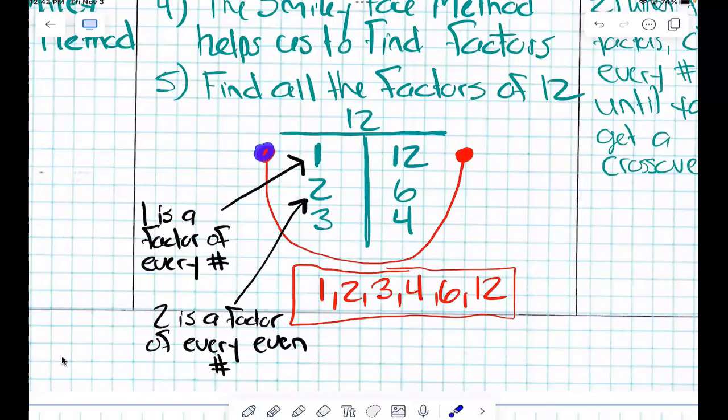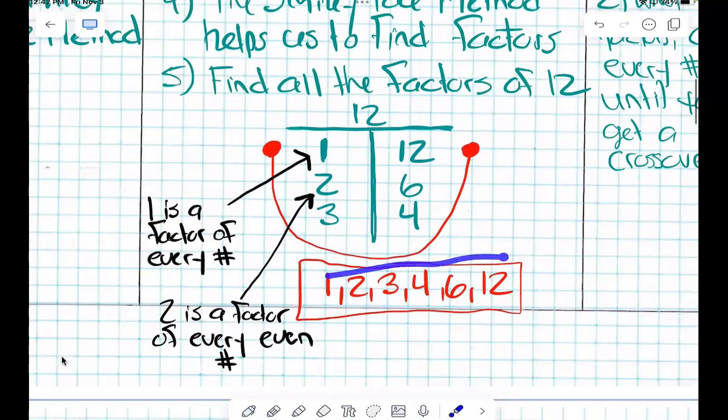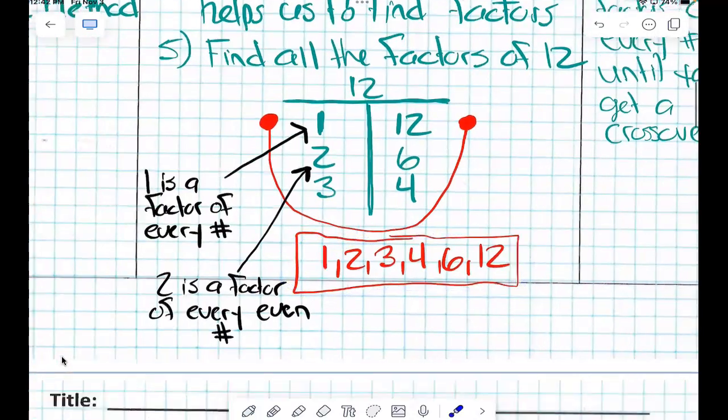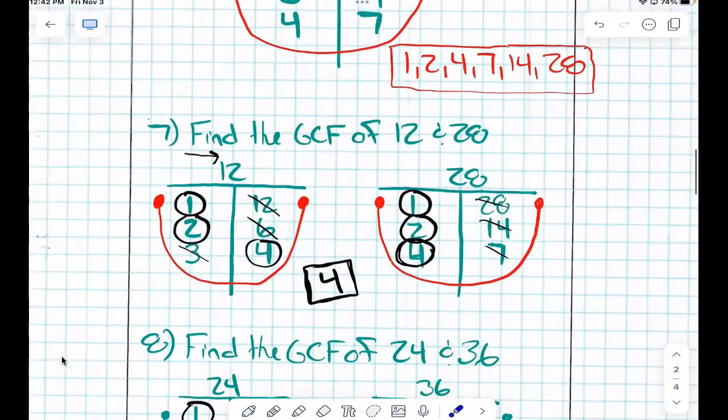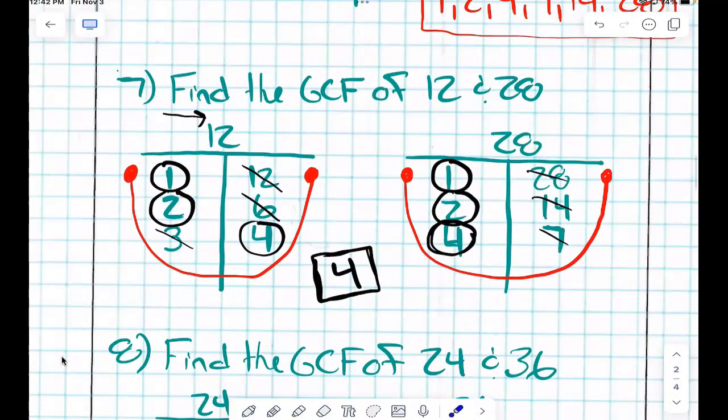All right, so we put a dimple at our smallest factor, we put a dimple at our biggest factor, and we draw ourselves a smiley face, right? And that would be all of the factors that go into 12, yes? So I listed them all down here in order. Now, down here, we have to find the greatest common factor, yes? So we do the same thing. We find all the factors of 12. We draw a smiley face, yay.